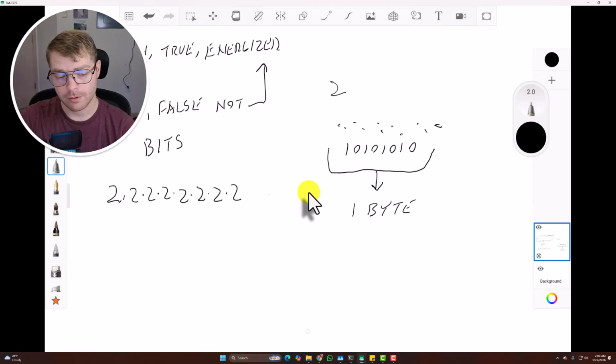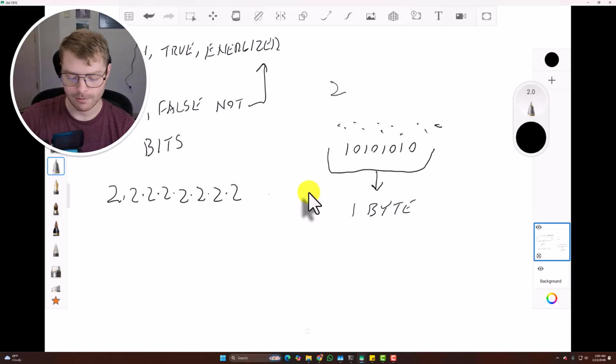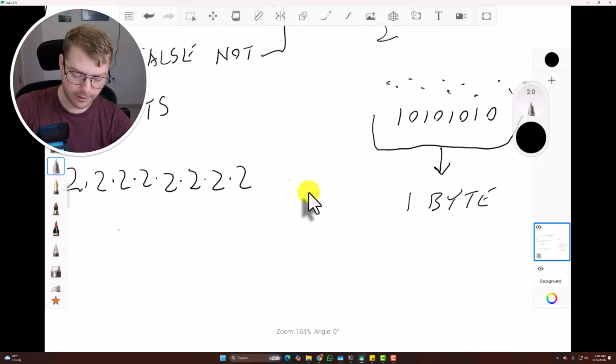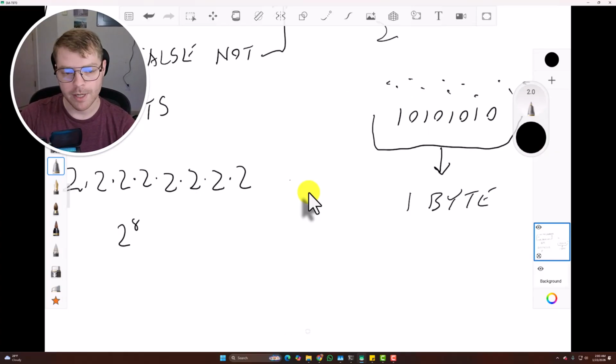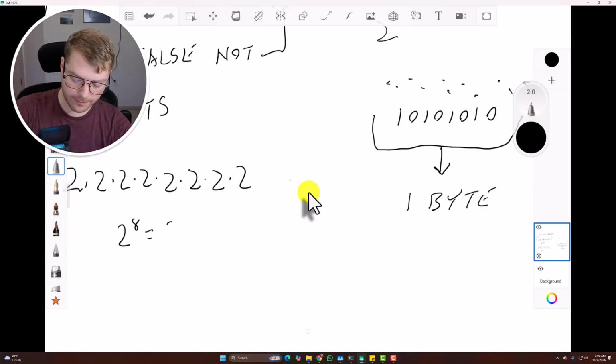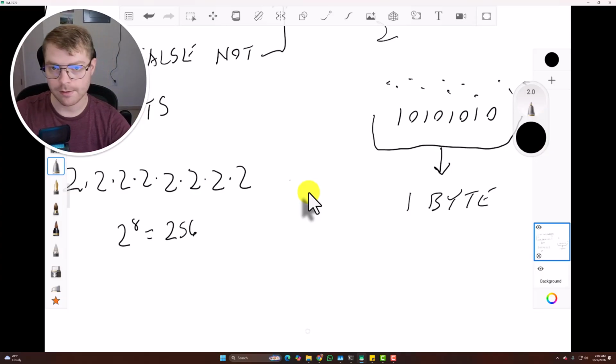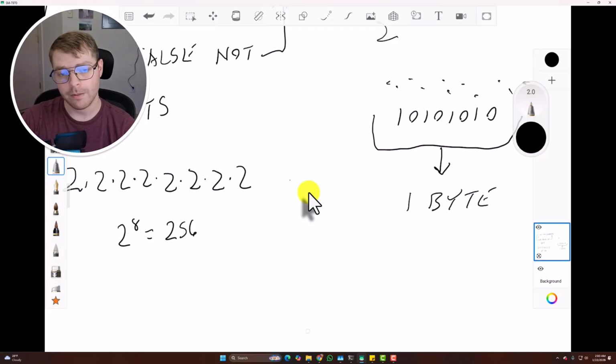So 2 times itself 8 times. Another way of writing that is 2 to the 8th power. All right, just 2 multiplied by itself 8 times. And that gives us a grand total of 256 different possibilities. So 256 different bytes with the 8-bit system.